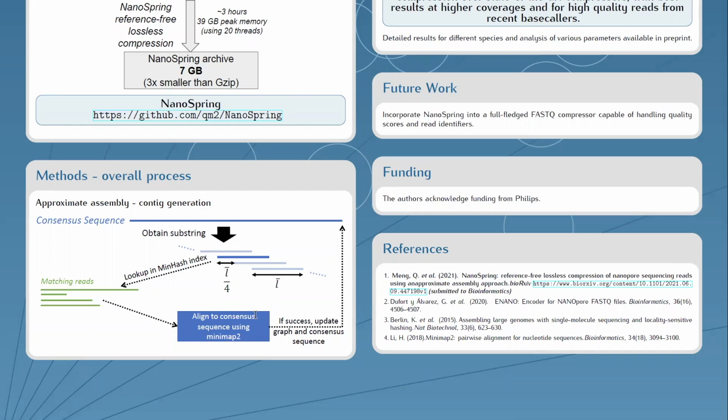Next, I'm going to talk about the methods of NanoSpring. The figure here shows the overall process. NanoSpring first indexes the reads using MinHash, which enables efficient lookup of reads overlapping a given sequence. MinHash is a technique in computer science for quickly estimating how similar two strings are. Then, NanoSpring picks an arbitrary read to start with, and then greedily keeps finding matching reads. The matching reads are found using the MinHash index, and the alignments are done by using the widely used aligner Minimap2.